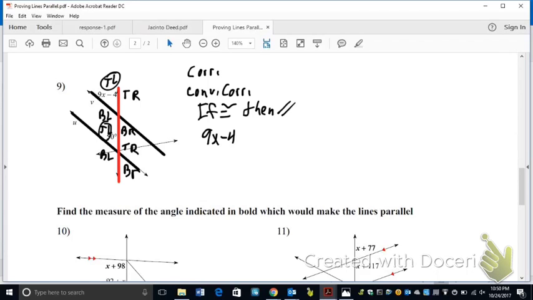So I'm going to set it up as 9x minus 4 equals 50. Add 4 to both sides, 9x equals 54. Divide by 9 and we get x equals 6. Okay, so when x equals 6, u and v are parallel.